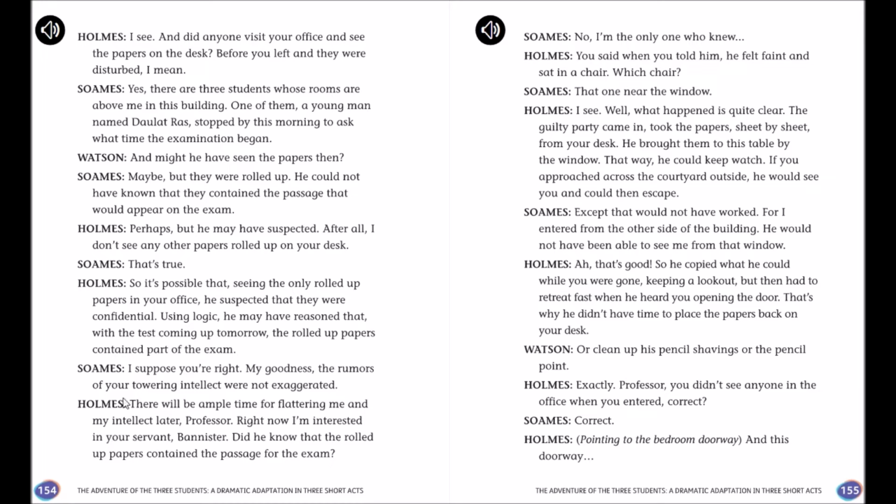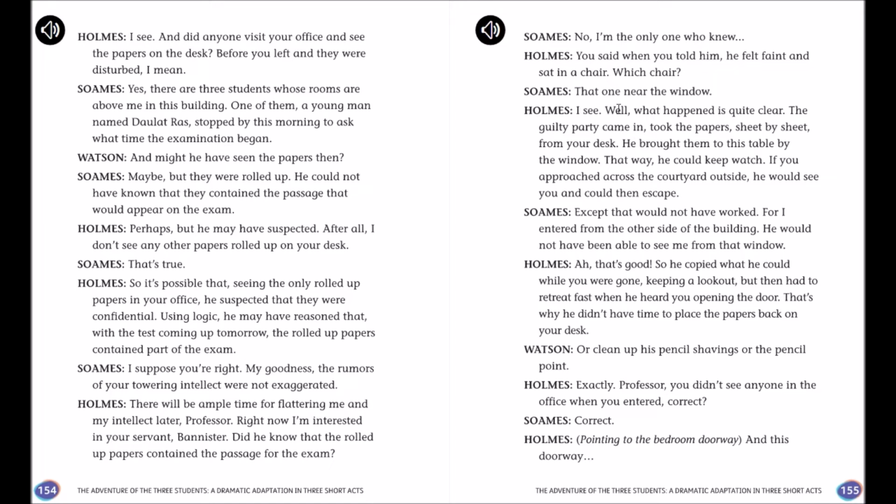My goodness, the rumours of your towering intellect were not exaggerated. Holmes. There will be ample time for flattering me and my intellect later, Professor. Right now I'm interested in your servant, Bannister. Did he know that the rolled-up papers contained the passage for the exam? Soames. No, I'm the only one who knew. Holmes. You said that when you told him, he felt faint and sat in a chair. Which chair? Soames. The one near the window.